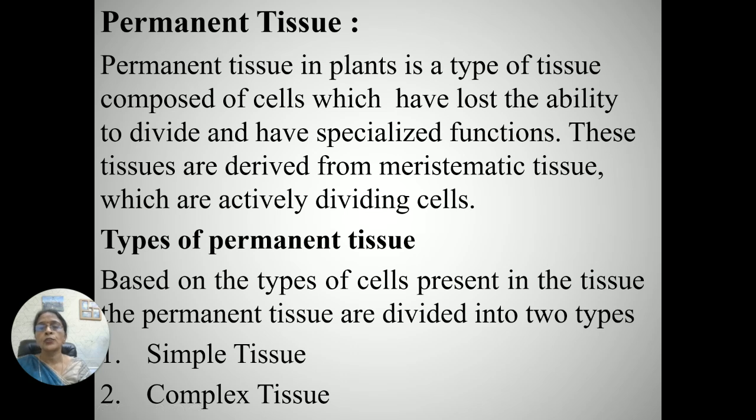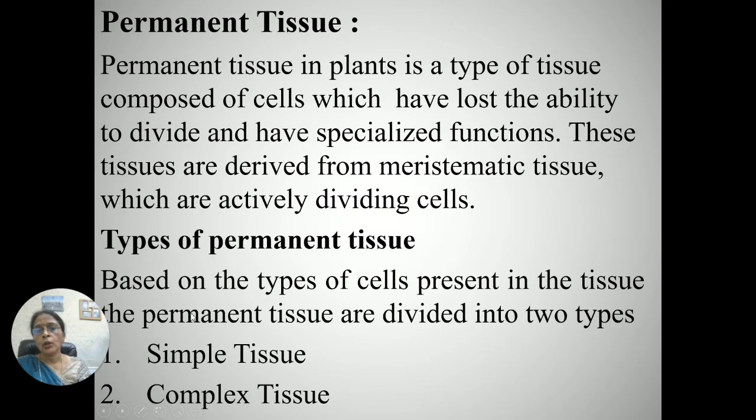The second type of tissue is the permanent tissue. Permanent tissue is composed of cells which have lost their ability to divide, and therefore they perform some specific function. So permanent tissues are also derived from the meristematic tissue. Some meristematic tissues, after some time, lose their ability to divide, therefore they change into permanent tissue, and then they perform some specific function.